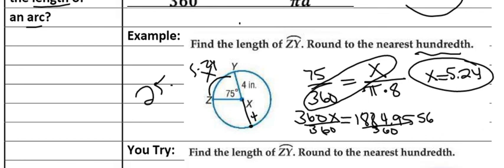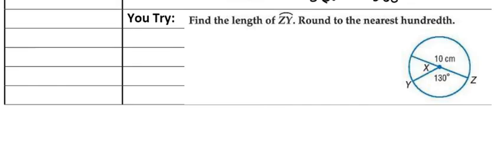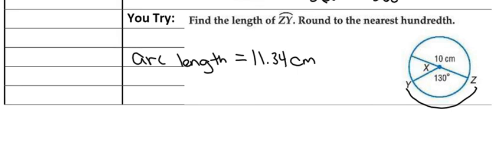So I'd like for you to try this next example on your own. Find the length of arc ZY, and we're going to round to the nearest hundredth. So pause the video and see if you get the same answer as I do. Okay, and you should have gotten that the arc length of ZY is 11.34 centimeters. If you didn't, raise your hand and we'll be happy to help you.